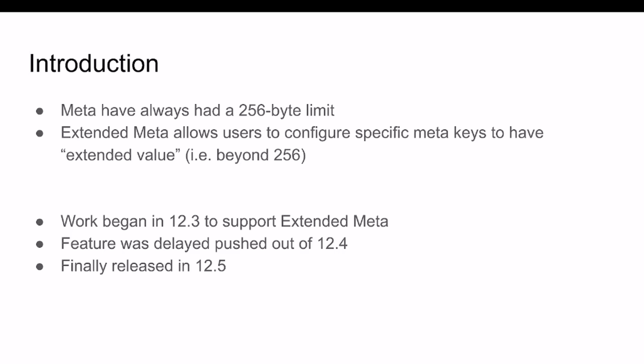Work began in 12.3 to actually extend the maximum length of a meta, but considering how long the limit had actually been 256 bytes, it took a long time to get the feature into a releasable state. Extended meta allows users to configure specific meta keys to have what we call an extended value, that is, a value greater than 256 bytes.